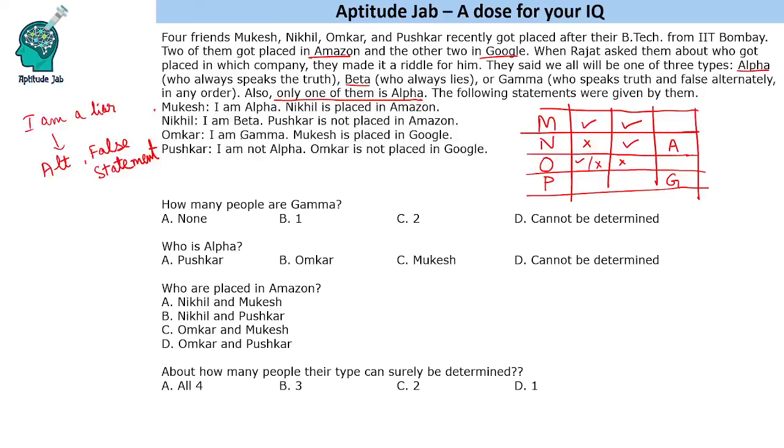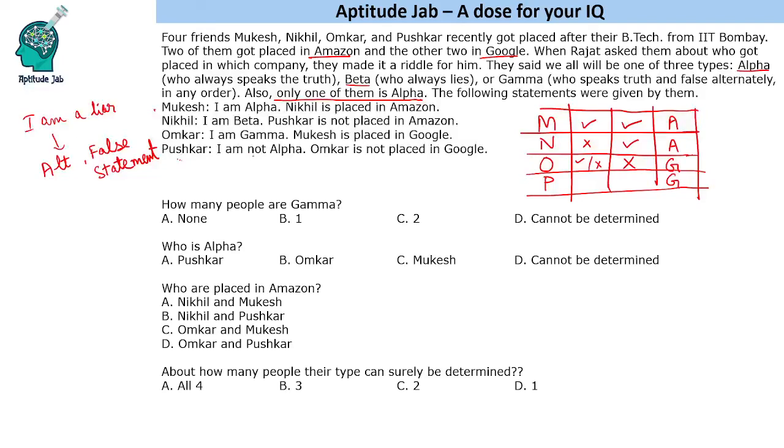So if he's not alpha, he's not gamma, he has to be beta, that means who is telling a lie on all occasions. So in any case, his second statement is going to be false. Now if his second statement is false, he says Mukesh is placed in Google, so that means Mukesh should be placed in Amazon. If Mukesh is placed in Amazon, that means Omkar should be placed in Google, right? So we will find Pushkar's orientation using the statement on Omkar.